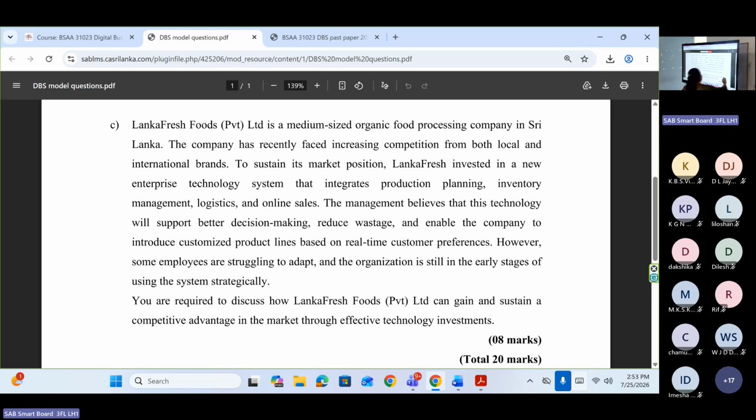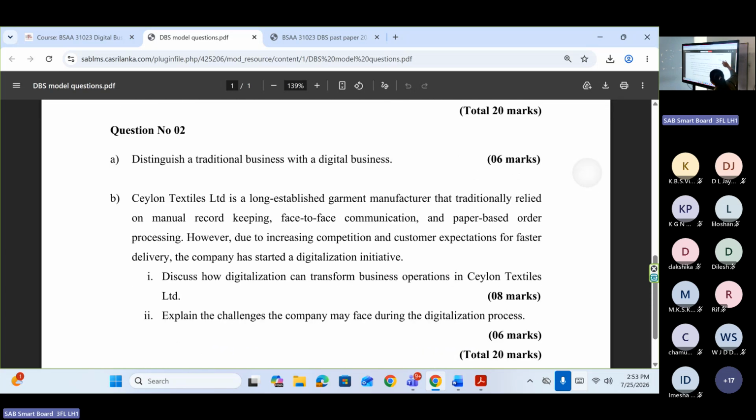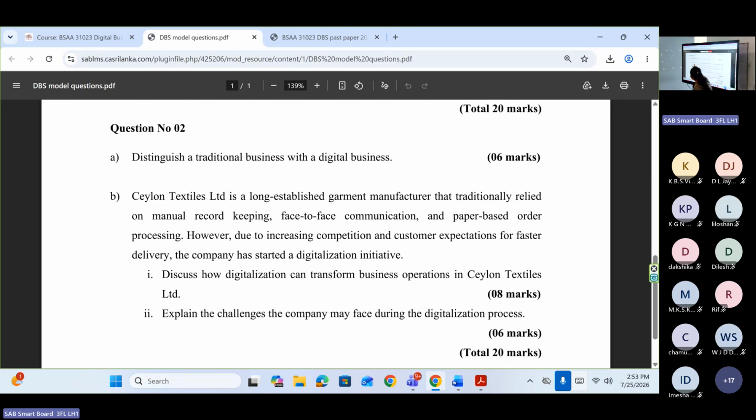Okay, and other question, this one, for 6 marks. Distinguish the traditional business from the digital business. The model answer in my mind is a kind of chart with 3 columns. In the first column, the element, in the second column, traditional business, and in the third column, digital business. And you take at least 3 points and explain, for example, how decision making is done at traditional business and how it is done at digital business.